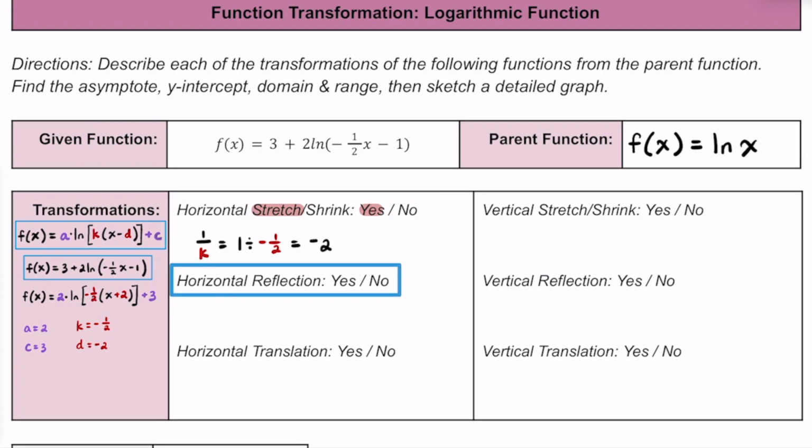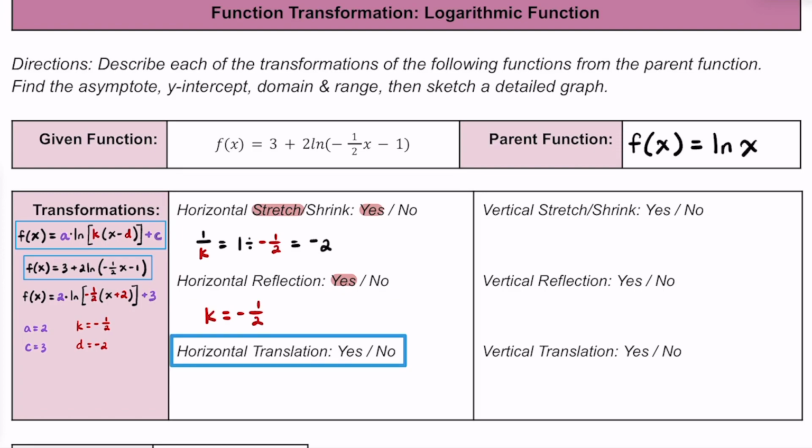What about a horizontal reflection? Well, that depends on the value for k, if k is positive or negative. Because k is negative here, then we're going to go ahead and say that we do have a horizontal reflection. So we'll go ahead and say yes, and that's because k is equal to this negative 1/2. As for the horizontal translation, we're going to go ahead and say yes to that because we have a value for d that's not 0. Now, if d happened to be 0, then we wouldn't see it, but if d is any other number, then we're going to have some horizontal translation.